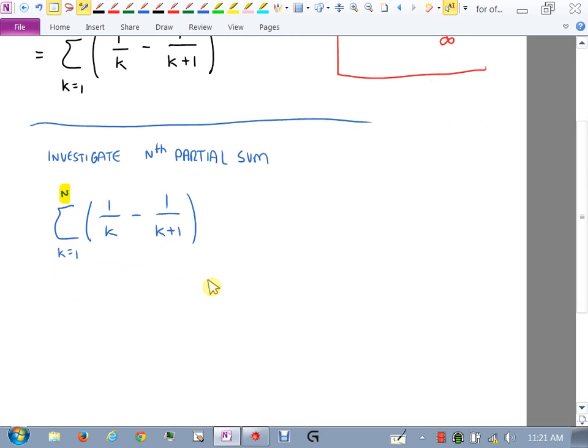So let's start listing out the terms. Make sure you have plenty of space to write horizontally here, okay? I'm going to give myself as much room as I can. Okay, plug in the first term. Plug in k equals 1. What would you get?